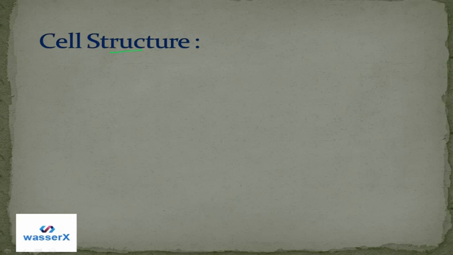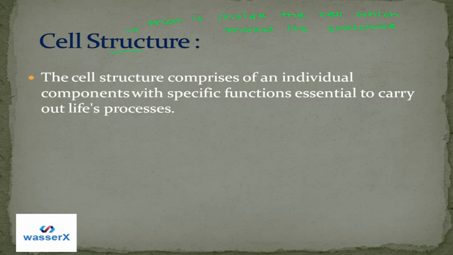So in simple words, what we understand by reading this term is that cell structure is something that is inside the cell, something which makes its structure. Okay. Now when we have to understand them in a better way, we can say that cell structure comprises individual components with specific functions, right? Here this is important. Essential to carry out life's processes.